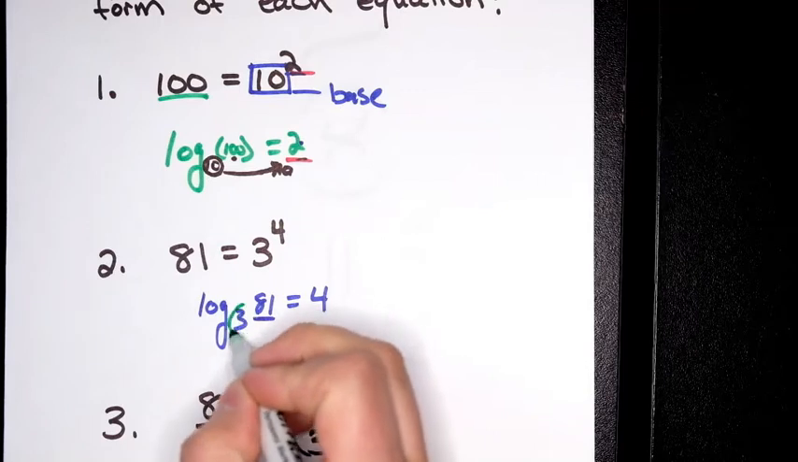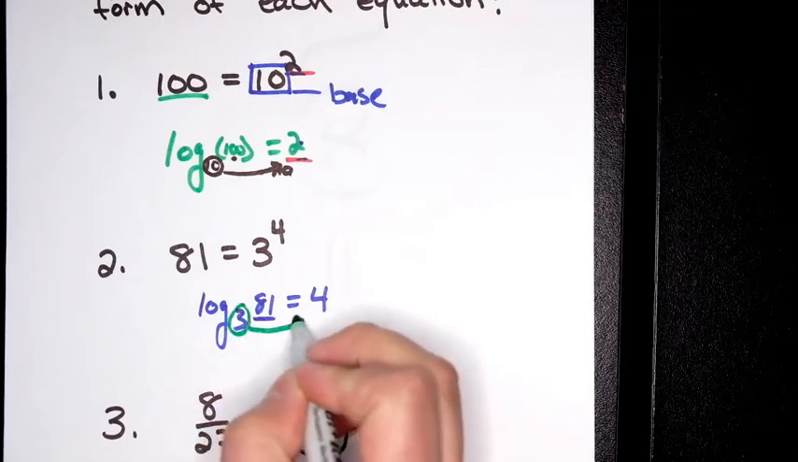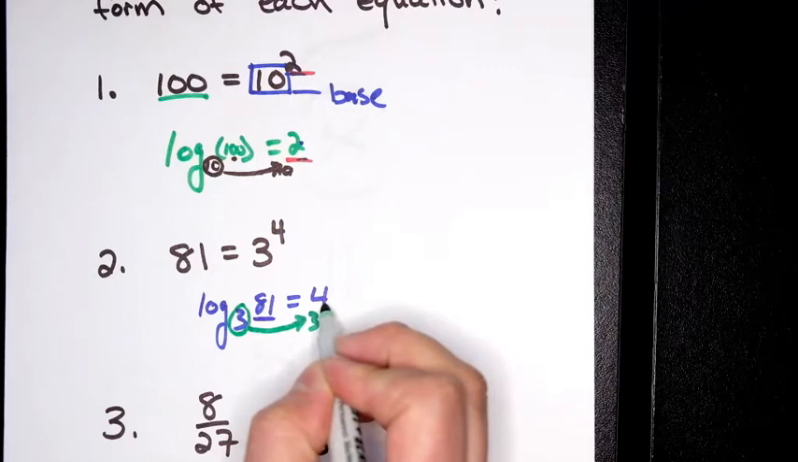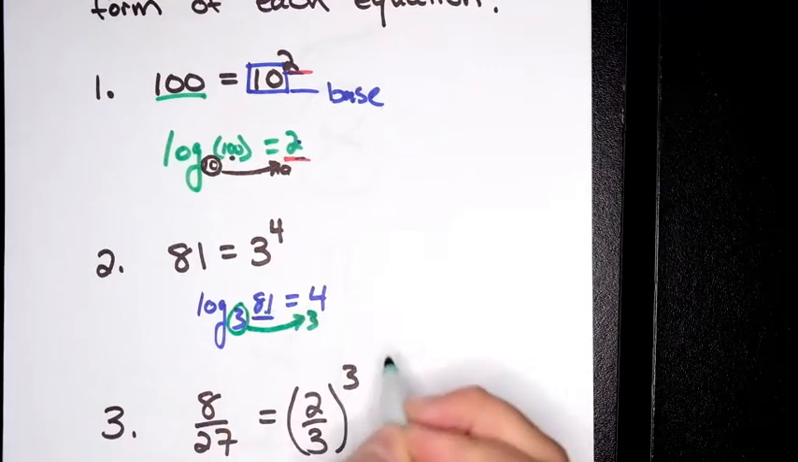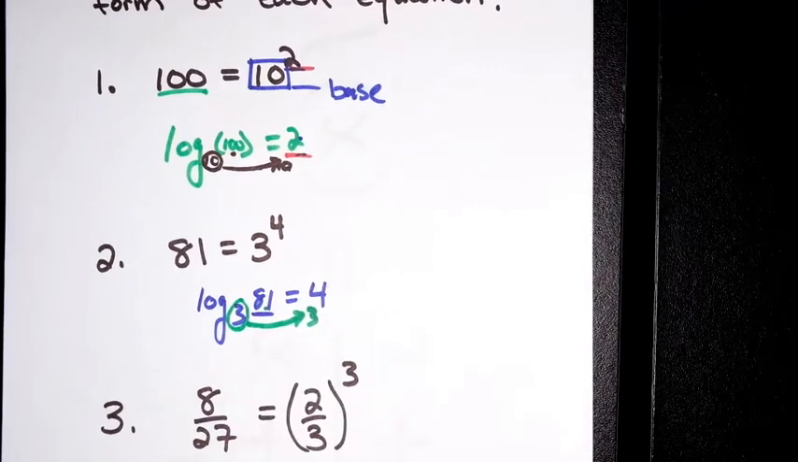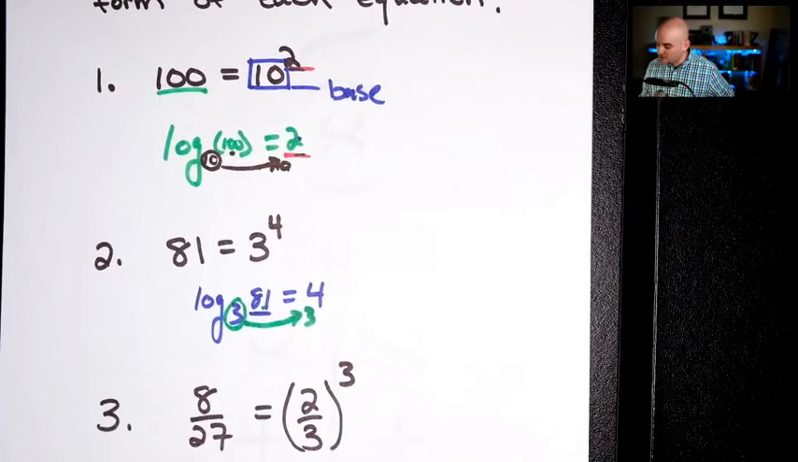Remember, if you want to check it, if I took this base right here and slid it over and raised it to that exponent, it should give me 81. 3 to the 4th is 81. Let's look at another one here.